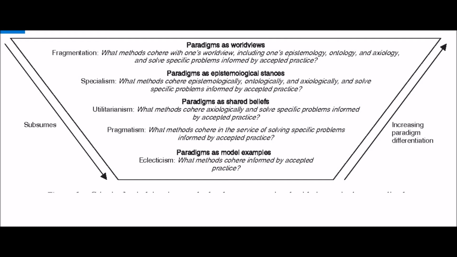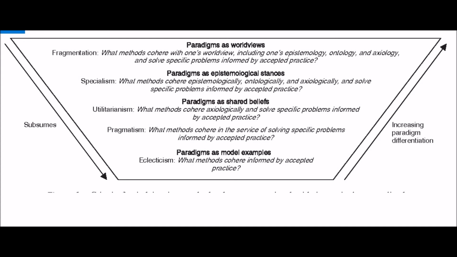It means the fragmentation: what methods cohere with one's worldview, including one's epistemology, ontology, and axiology, and solve specific problems informed by the accepted practices in various domains. The next one he picks up is paradigms as epistemological stances. Here they have shown what your specialism is that you are going to showcase in your own paper. So what methods cohere for you? Are you planning to do it epistemologically? Is it an ontological one that you are going to present, and solve the specific problem informed by the accepted practices in the world?